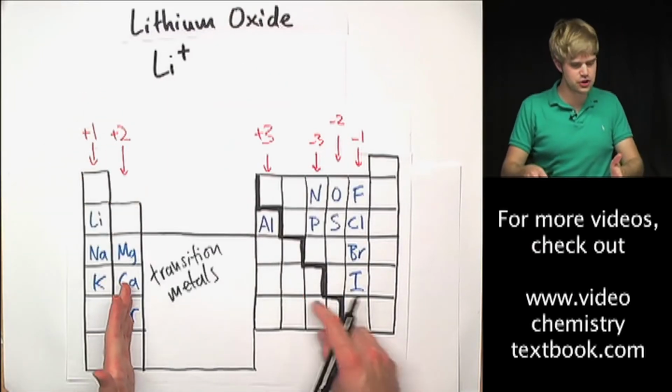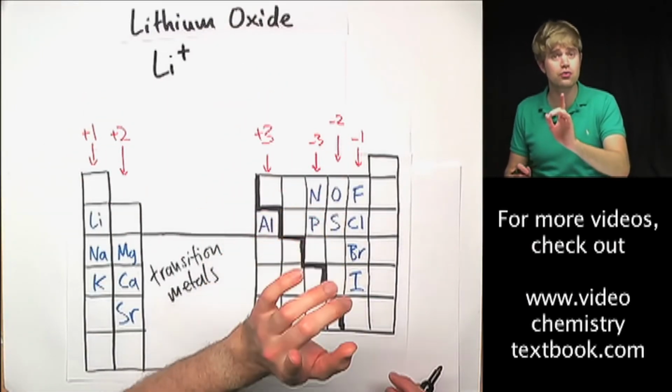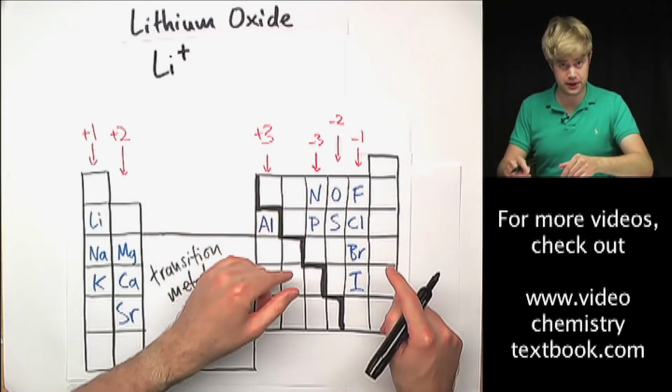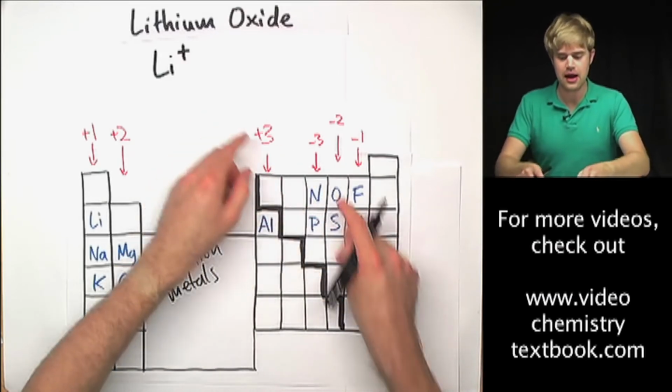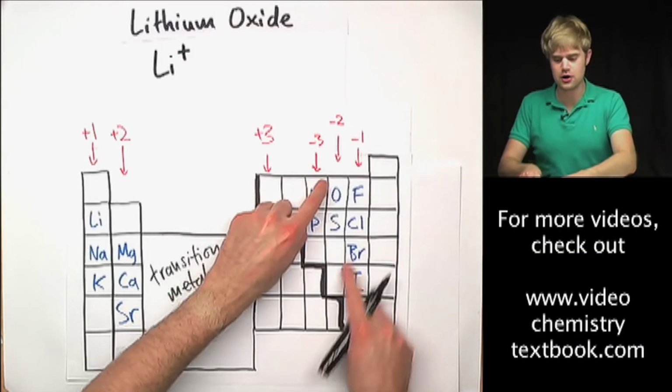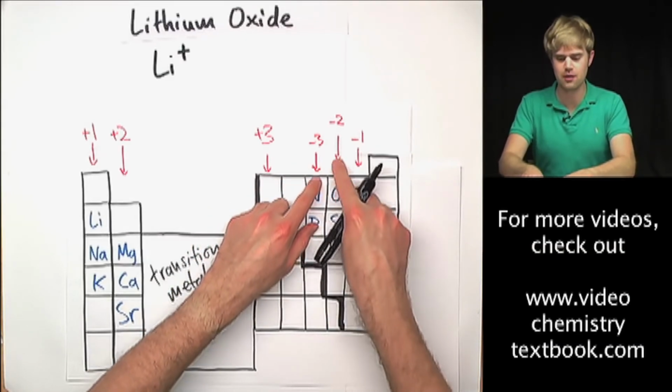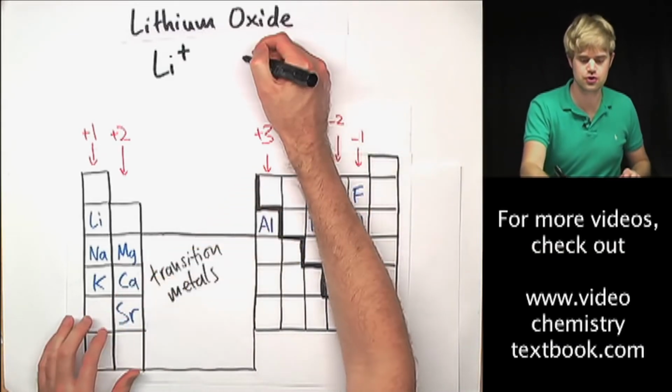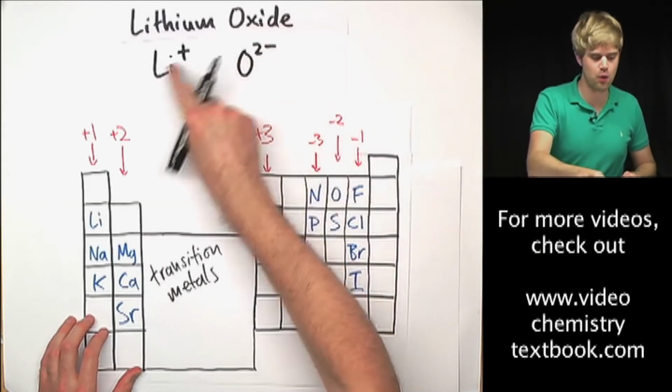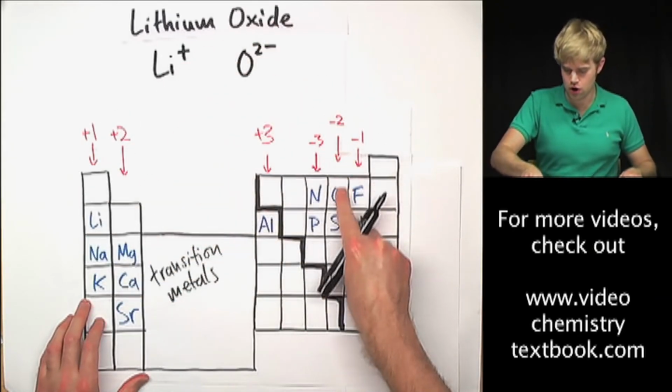Everything in this column has a 2+ charge, 3+ charge. You might want to write this on your own periodic table that you have for your reference. Everything here has a 3- charge, and oxygen, which lives in this column, has a 2- charge. So I'm going to write it right here. So Li 1+, O 2-.